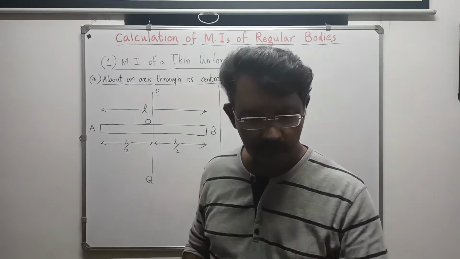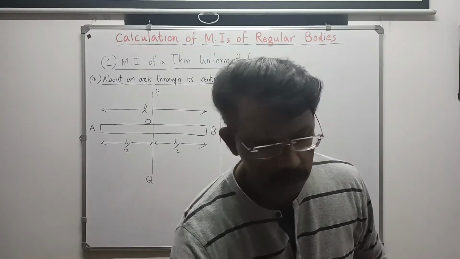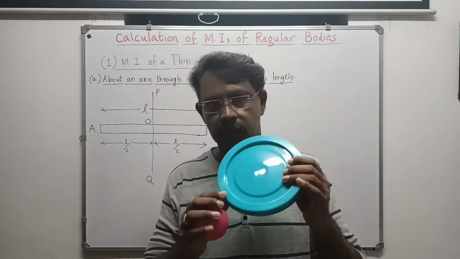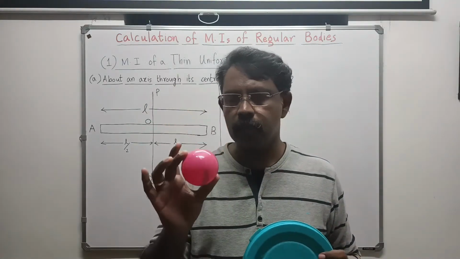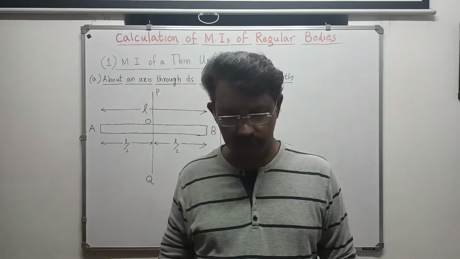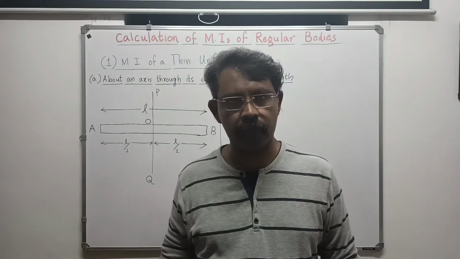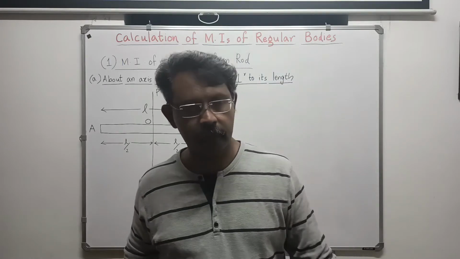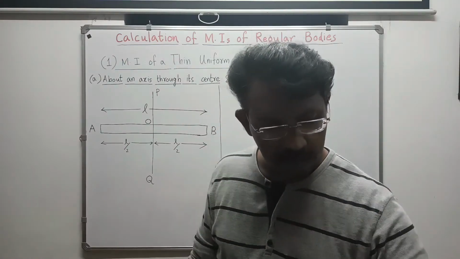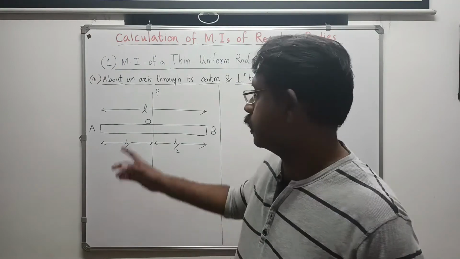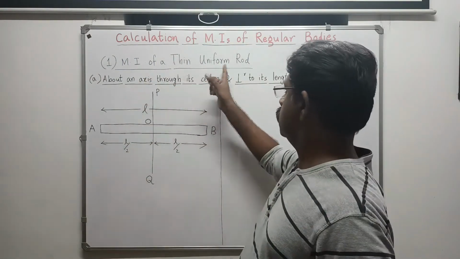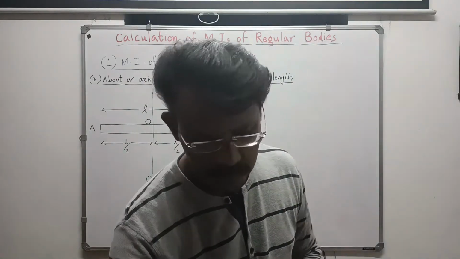Among the regular bodies, we also have a disc like this, and then a sphere like this. So for all these regular bodies, how will you calculate the moments of inertia? That is the topic of our discussion today. As the first case, I have taken the moment of inertia of a thin uniform rod, like I have already shown you.